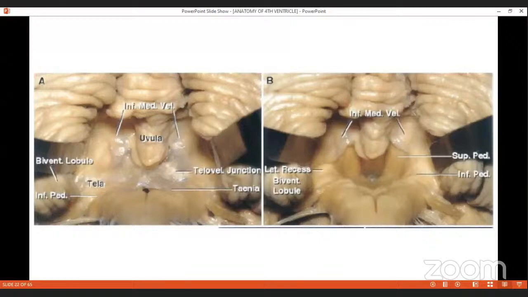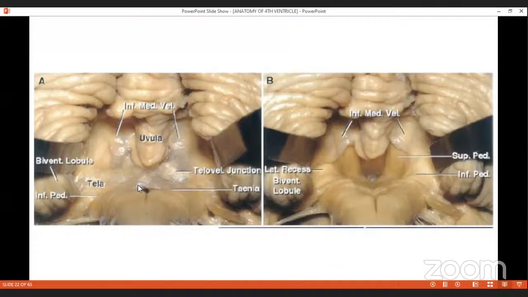These are almost the same diagrams with step-by-step dissection. Here again, you could see the midline cerebellar structures, the uvula, and the cerebellar nodule would be here as well. The cerebellar nodule gives attachment to the inferior medullary vellum. The other attachment is to the flocculus. And here you can see the tela choroidea.